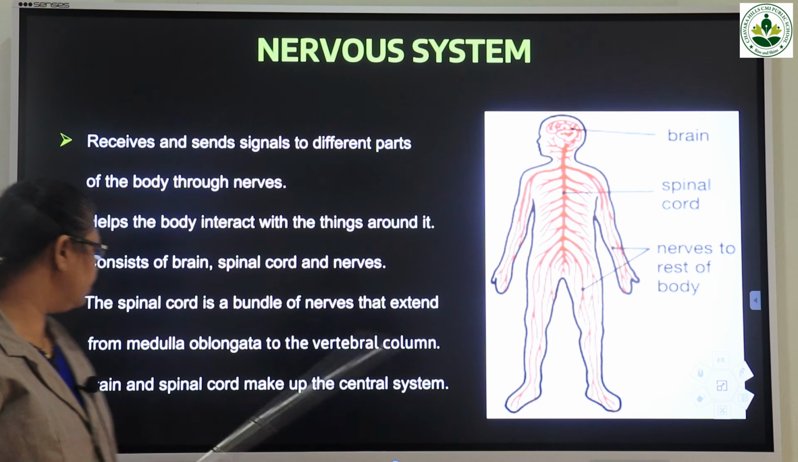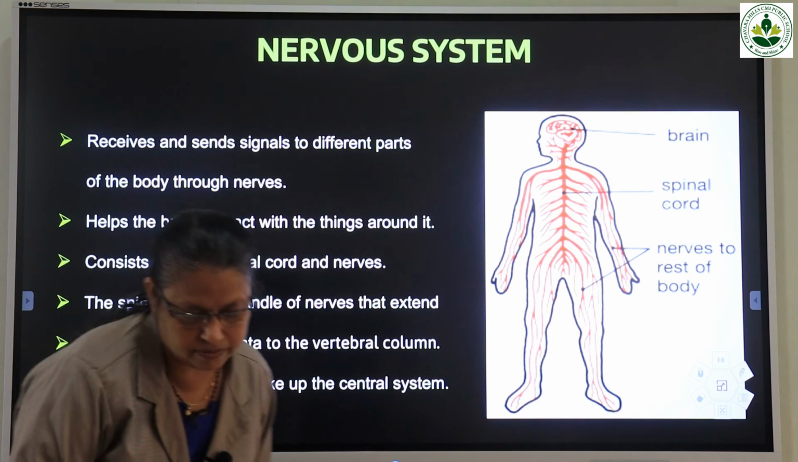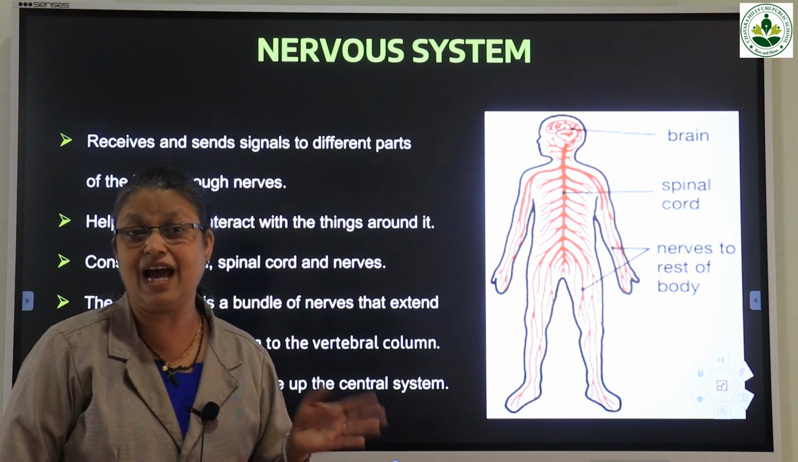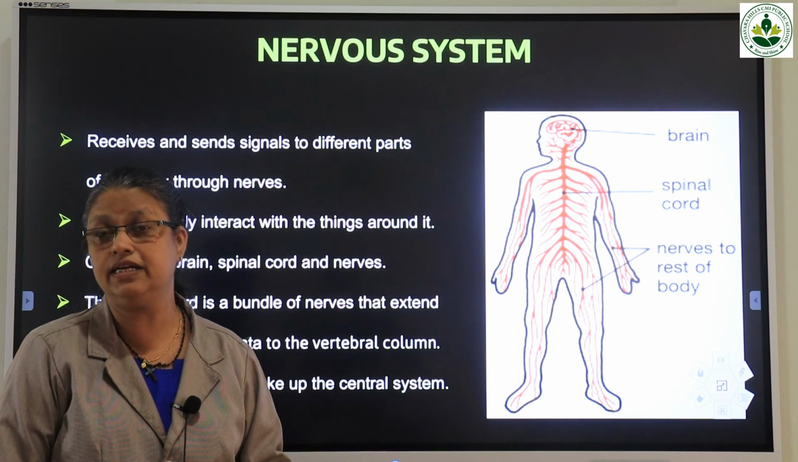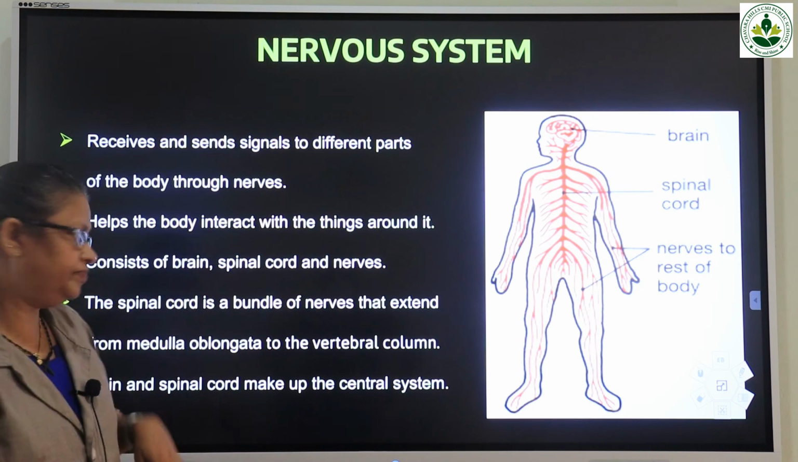The main parts of the nervous system are the brain and spinal cord. Okay, so the nervous system controls all the life activities, all the actions we perform. Okay, that's about the nervous system.